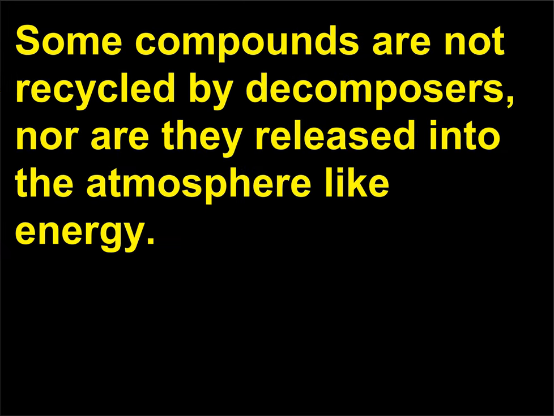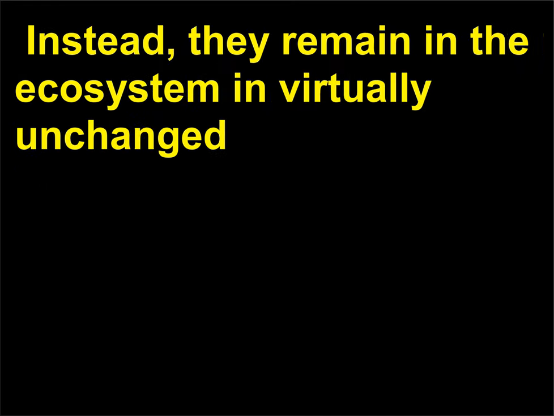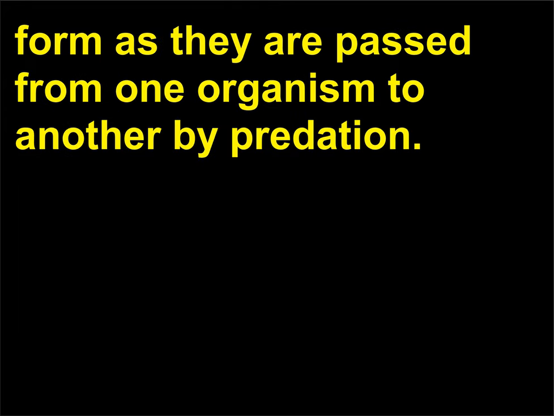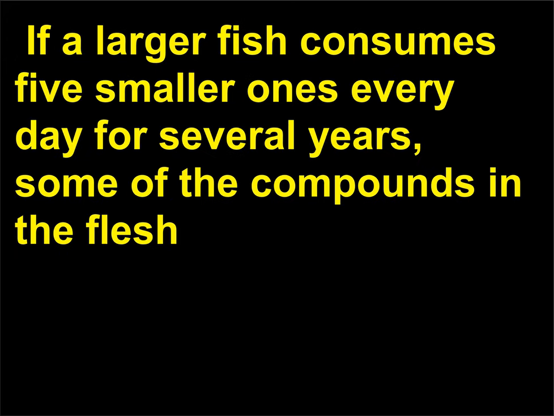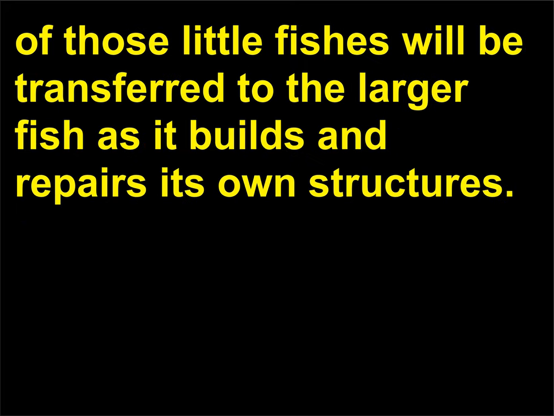Some compounds are not recycled by decomposers, nor are they released into the atmosphere like energy. Instead, they remain in the ecosystem in virtually unchanged form as they are passed from one organism to another by predation. If a larger fish consumes five smaller ones every day for several years, some of the compounds in the flesh of those little fishes will be transferred to the larger fish as it builds and repairs its own structures.